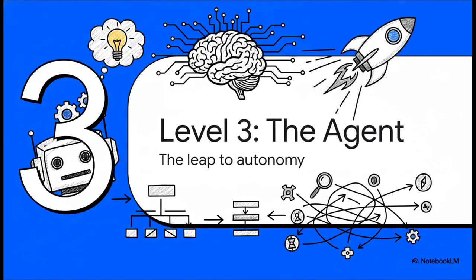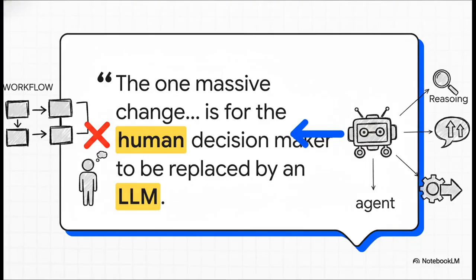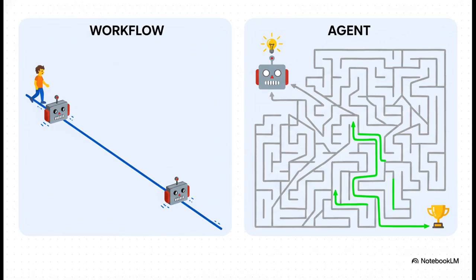And now for the main event, the final level, level 3, the agent. This is where we make the huge leap from an AI that follows instructions to one that actually starts to think for itself. And if you remember one thing from this whole explainer, make it this. The one massive change that turns a workflow into an agent is when the human decision maker is replaced by the LLM itself. This chart says it all. In a workflow, the human is in the driver's seat, setting the course. With an agent, you give the LLM the destination, and it figures out the best way to get there. It's the difference between being a tool and being a team member.